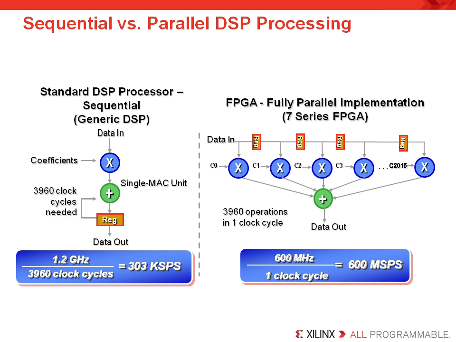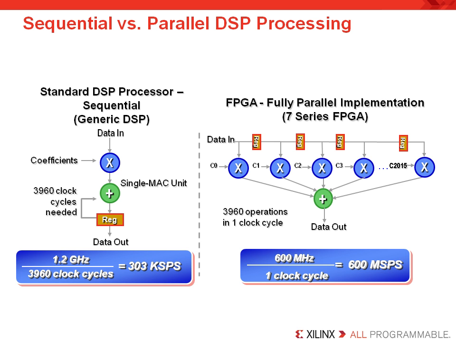On this slide, we see a side-by-side comparison of sequential versus parallel DSP processing. On the left, a DSP processor with only one multiplier and adder must loop through the data and coefficients n times, requiring n clock cycles to produce one accurate result. This process can be extremely slow depending on the number of multiply and accumulate operations required to produce the result. In this example, a 3960 tap filter running at 1.2 gigahertz can only process 303,000 samples per second, or KSPS.